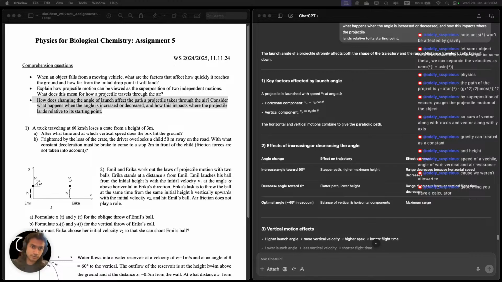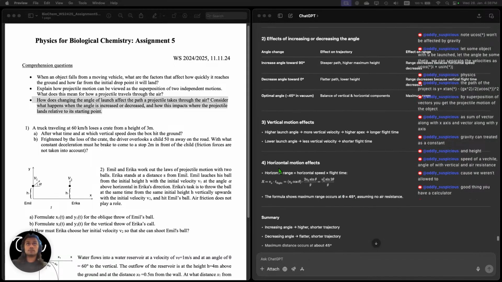Note u cos theta won't be affected by gravity. This is sine, this is cos. Yep, the horizontal velocity is not affected by gravity, but it can be affected by air resistance, stuff like that. Horizontal motion effect: horizontal range equals horizontal speed times flight time. Range equals vx multiplied by time. So we're only considering v0 cos theta, horizontal, times 2 v0 sin theta by g.